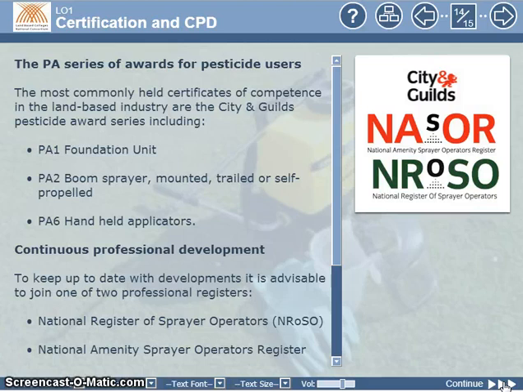The PA series of awards for pesticide users. The most commonly held certificates of competence in land-based industry are the City and Guilds Pesticide Award Series, including PA1 Foundation Unit, PA2 for boom sprayer, mounted, trailed or self-propelled, and PA6 handheld applicators.